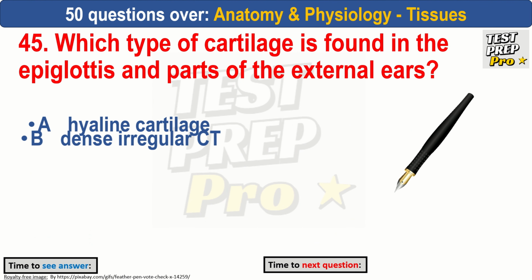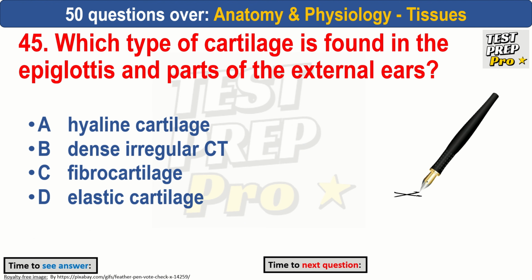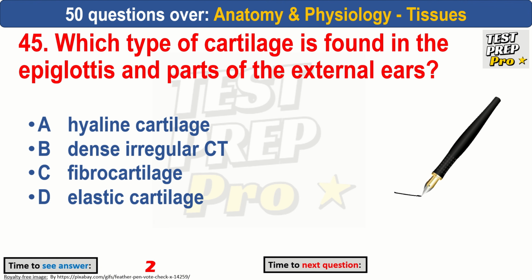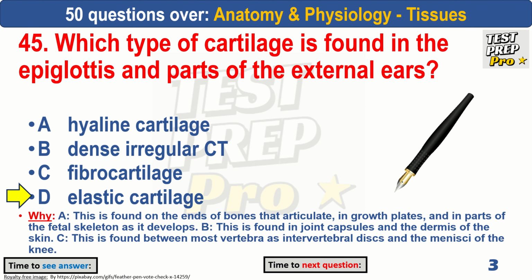Which type of cartilage is found in the epiglottis and parts of the external ears? Is it hyaline cartilage, dense irregular connective tissue, fibrocartilage, or elastic cartilage? Elastic cartilage. Hyaline cartilage is found in growth plates and the ends of a lot of bones that articulate. That's the major place where you'd find that type of cartilage.